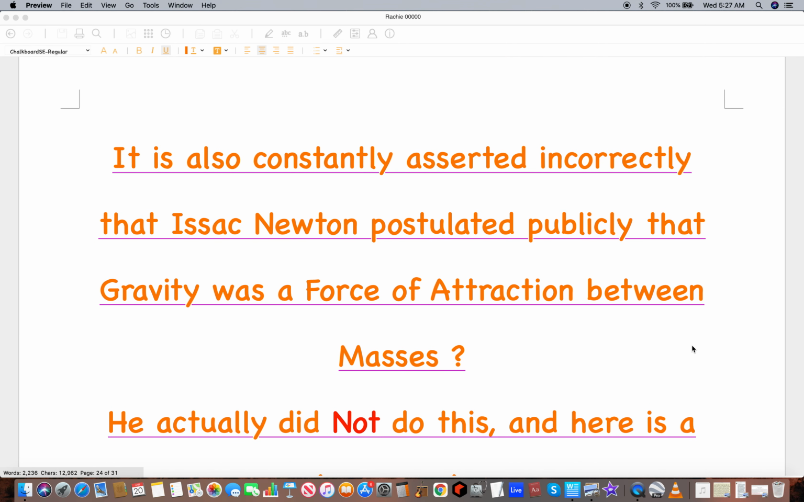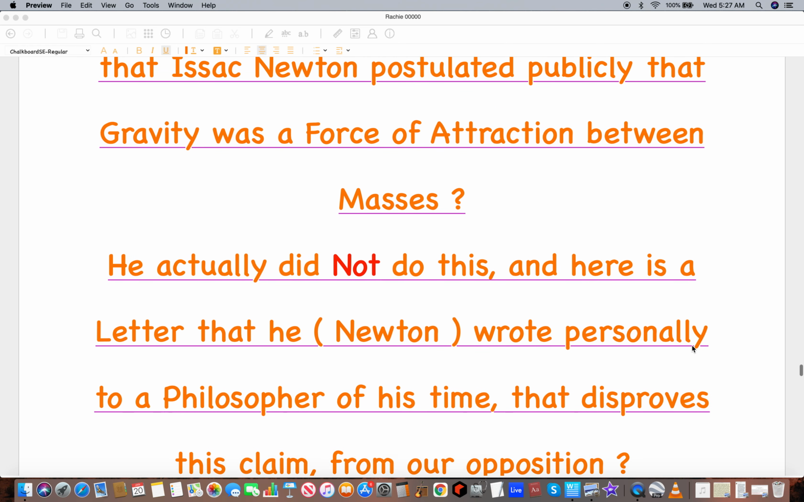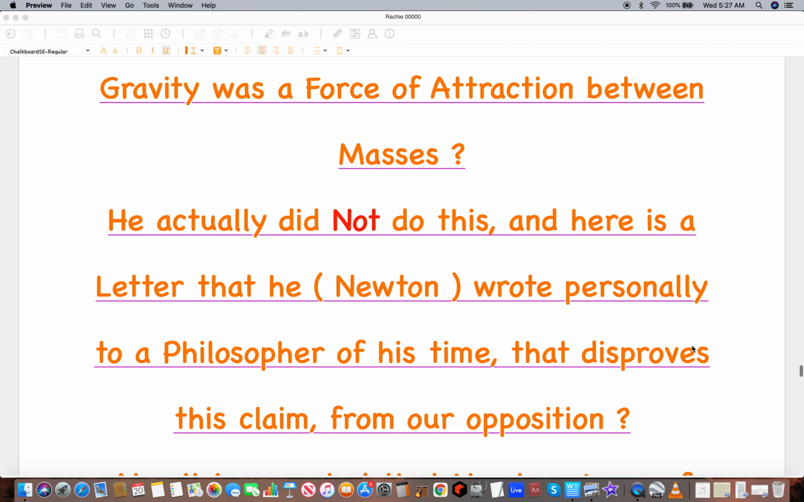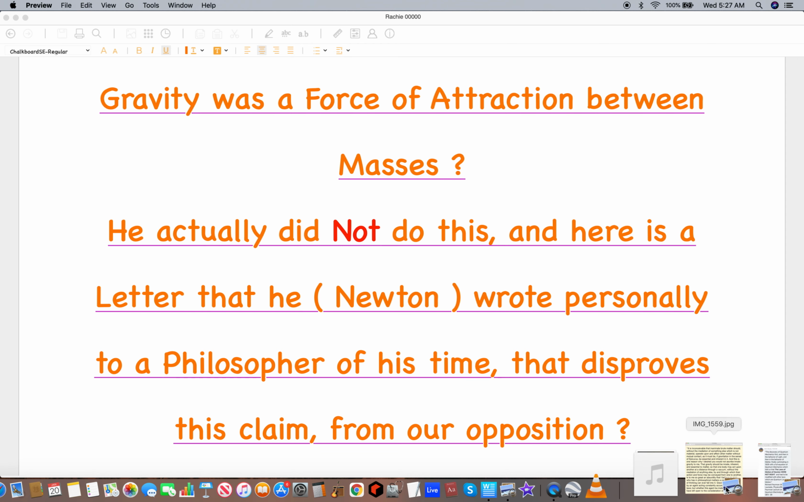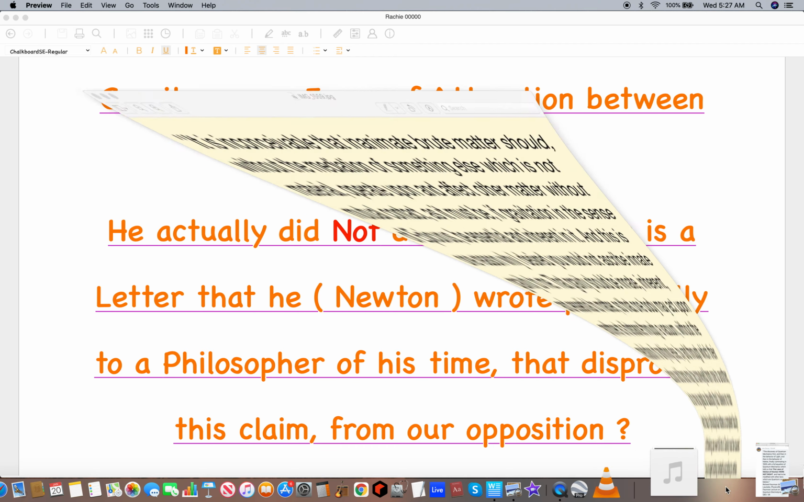It is also constantly asserted incorrectly that Isaac Newton postulated publicly that gravity was a force of attraction between masses. He actually did not do this, and here is a letter that Newton wrote personally to a philosopher of his time that disproves this claim from our opposition. I think this man's name, the philosopher, was Dawkins. I could have that name wrong. I had it before, but I've forgotten it. But this is the letter he wrote to this man. Now, it's claimed by a lot of people that Newton claimed mass attracted mass, and there was a force of attraction, like a magical force of attraction between the two, and this was gravity. But this letter disproves this.